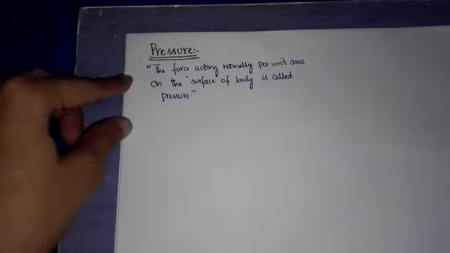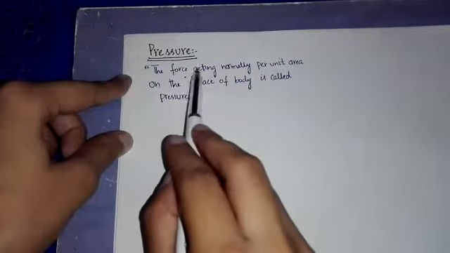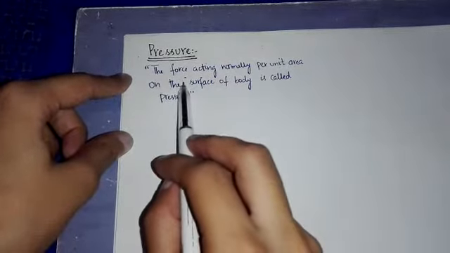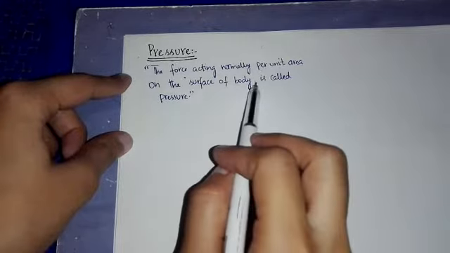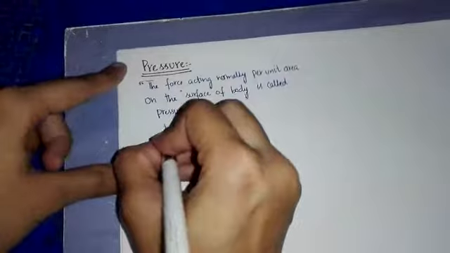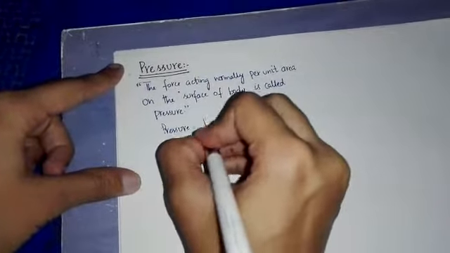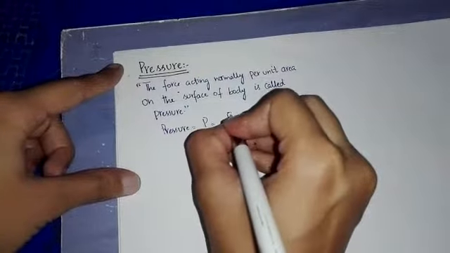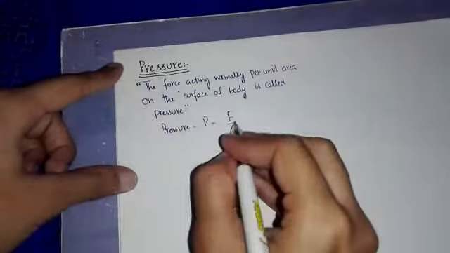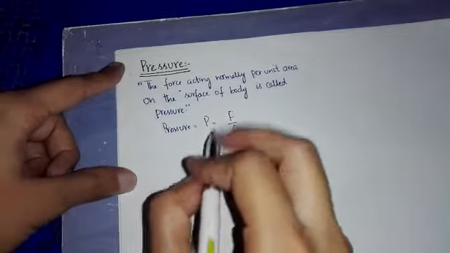But in physics, its proper definition is: the force acting normally per unit area on the surface of a body is called pressure. It means that its expression can be written as pressure P is equal to F over A, right? Force per unit area is known as pressure.